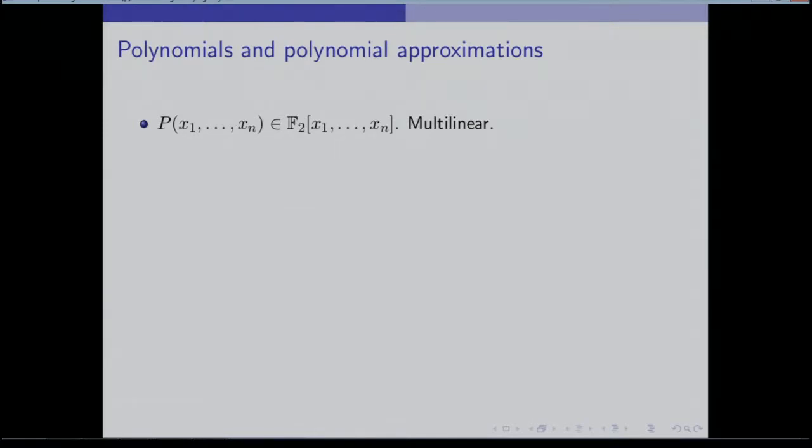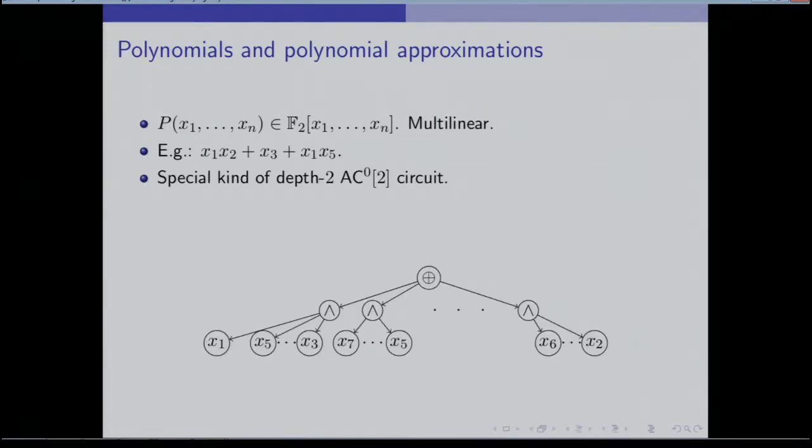So we have n variables x1 to xn, which will normally be bits. And we're looking at multilinear polynomials that take values in F2. So for example, things like this. The thing about a multilinear polynomial is that it's a very special case of an AC0 mod 2 circuit. If I have a multilinear polynomial like this, then that's really a depth 2 circuit. It's got a parity gate on top, a mod 2 gate on top, and what are feeding into it are just monomials. Monomials are just ands with variables feeding into them. So it's a very special kind of depth 2 AC0 circuit.